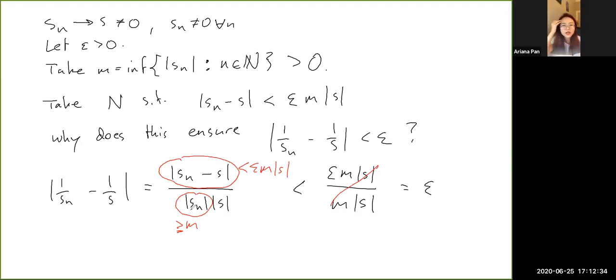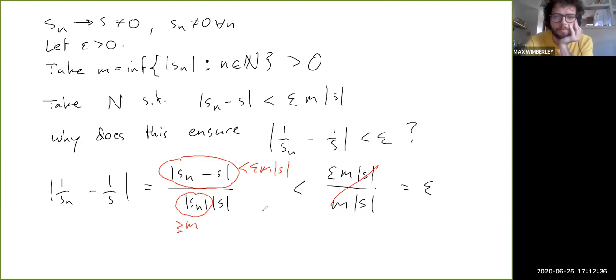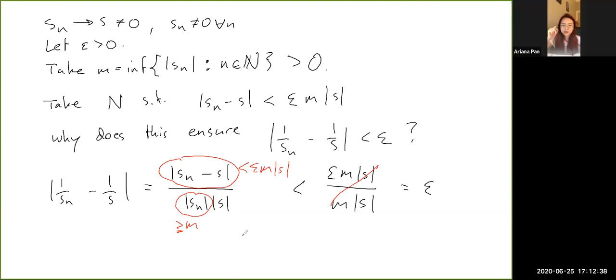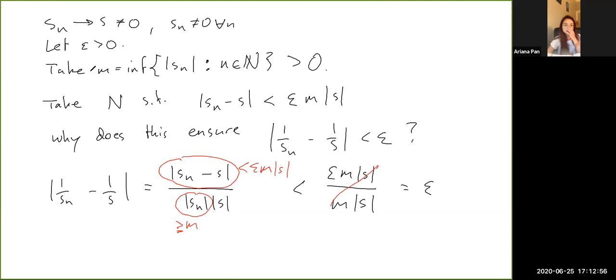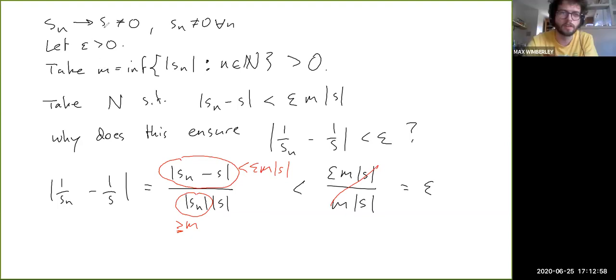But where can we get the absolute value of Sn minus S is smaller than epsilon times m times absolute value of S in the first place? Well, that's because we chose capital N to make that be true, right? Once we're given epsilon, and then we define this little m like this, and then also S is just given to us too, right?